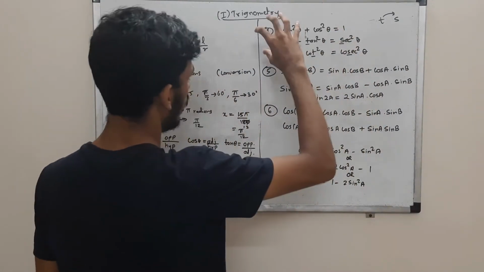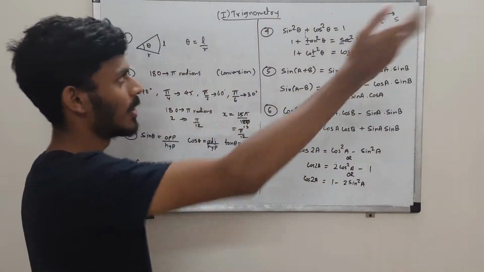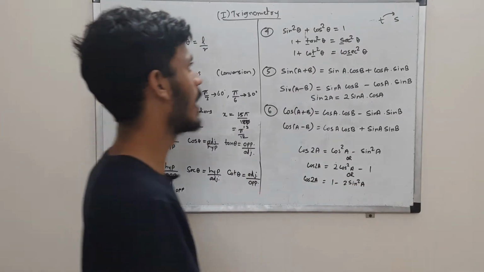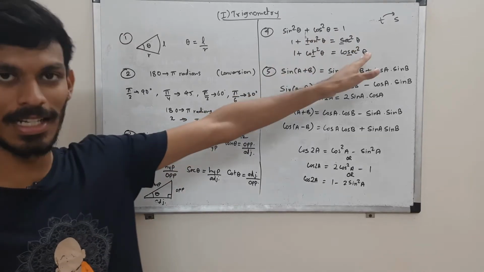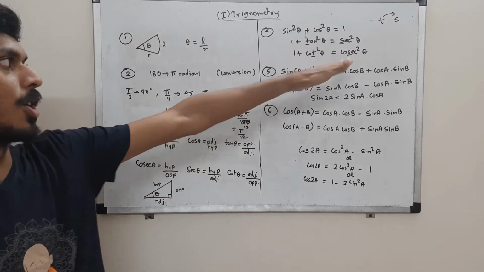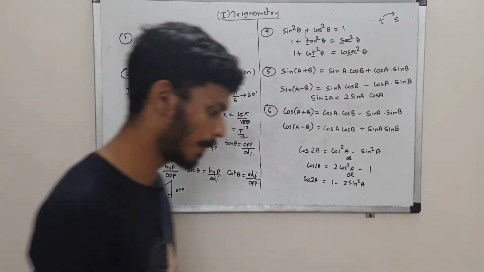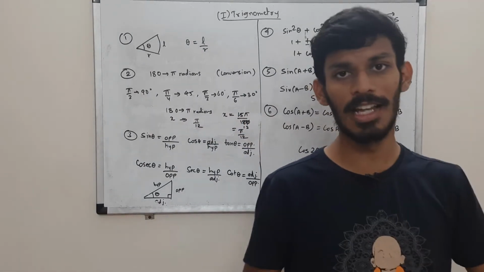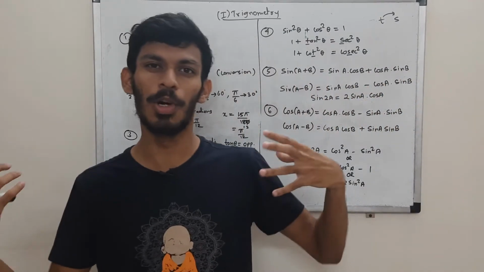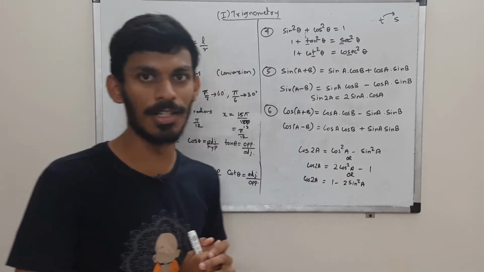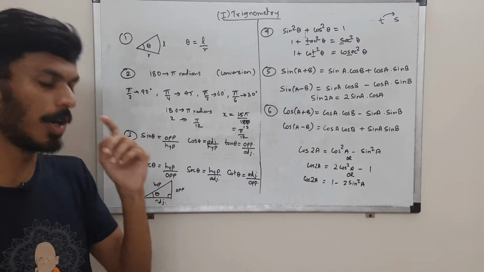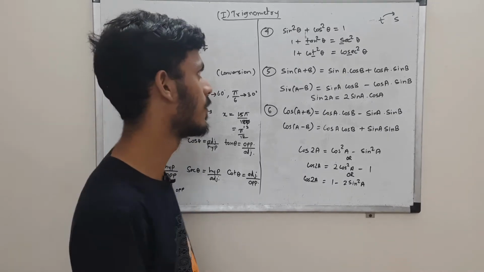So the first one is very simple: sin square theta plus cos square theta is 1. Then we have a little bit different ones. 1 plus tan square theta is sec square theta, and 1 plus cot square theta is cosec square theta. Of course there is a derivation behind this, but we are not going to go into the proofs. We are just going to discuss the results that we are going to use. That is the aim of this video.